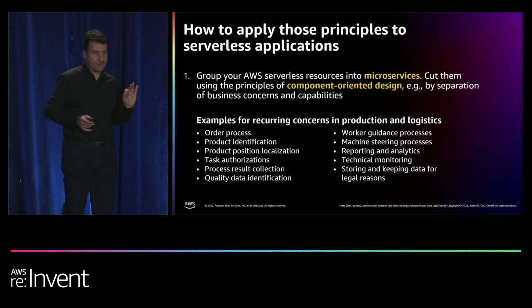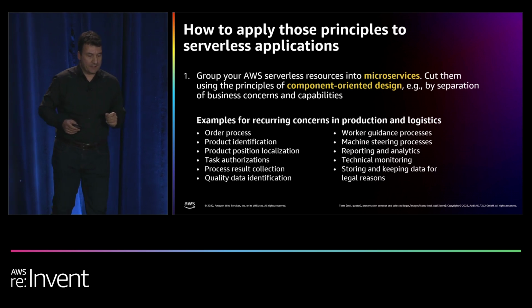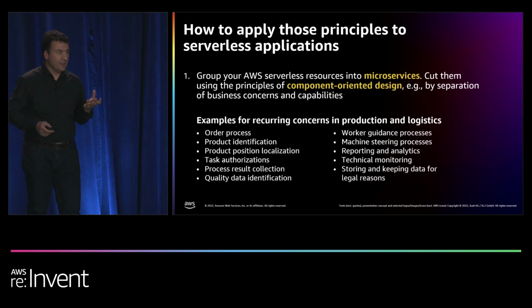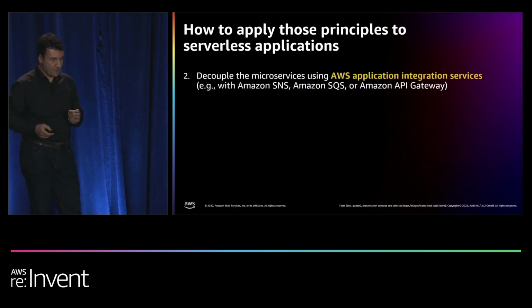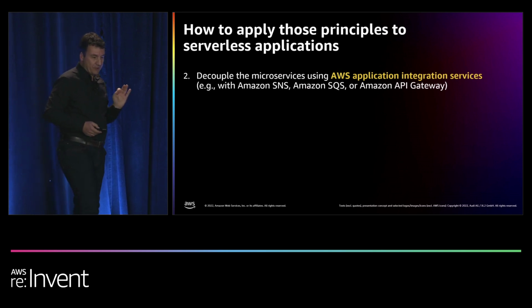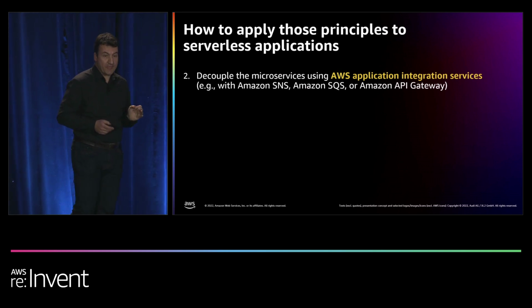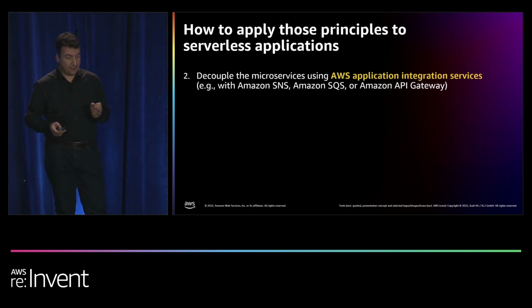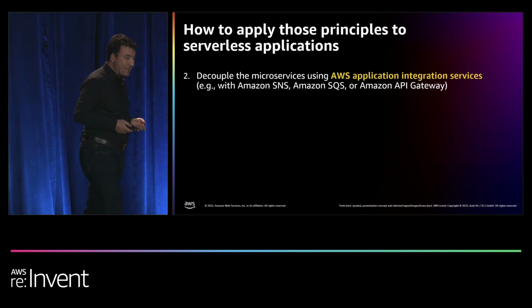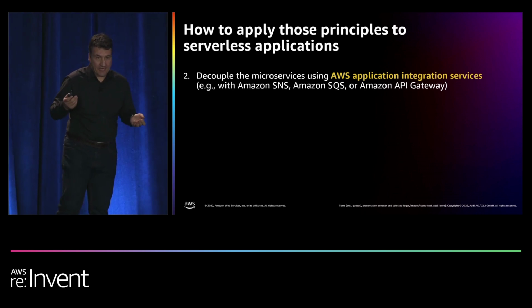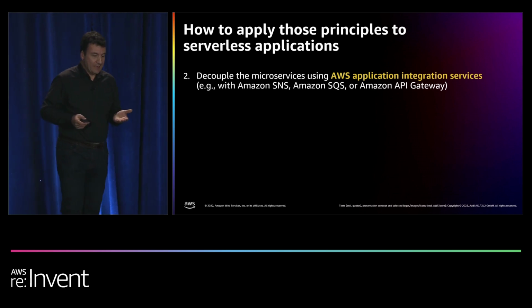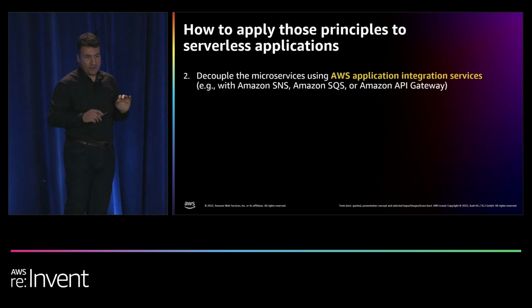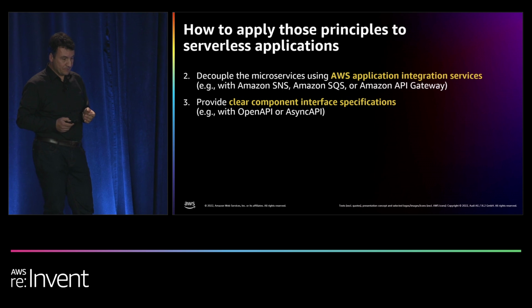If you go into each of those domains, you could also have a drill down of it. And this could help you to find the right boundaries for your components or your microservices. Second step, decouple those components or microservices by using AWS Application Integration Services. There are a number of good and very easy to use services here like SNS, SQS, API Gateway, AppSync, EventBridge.